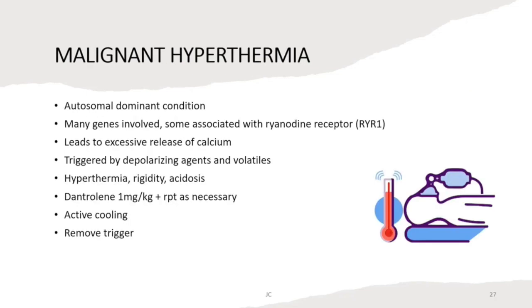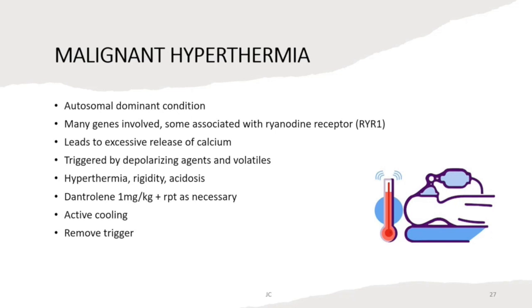The next thing is malignant hyperthermia, which is classically associated with SUX, but also your volatiles as well. It's an autosomal dominant condition in comparison. It's got many genes involved, some of which are associated with the ryanodine receptor. And as we discussed earlier, that sort of regulates calcium release. And what happens is you get excessive calcium release, which causes muscle contraction and rigidity, leading to hyperthermia. And then you get muscle breakdown, which can result in acidosis and AKI.